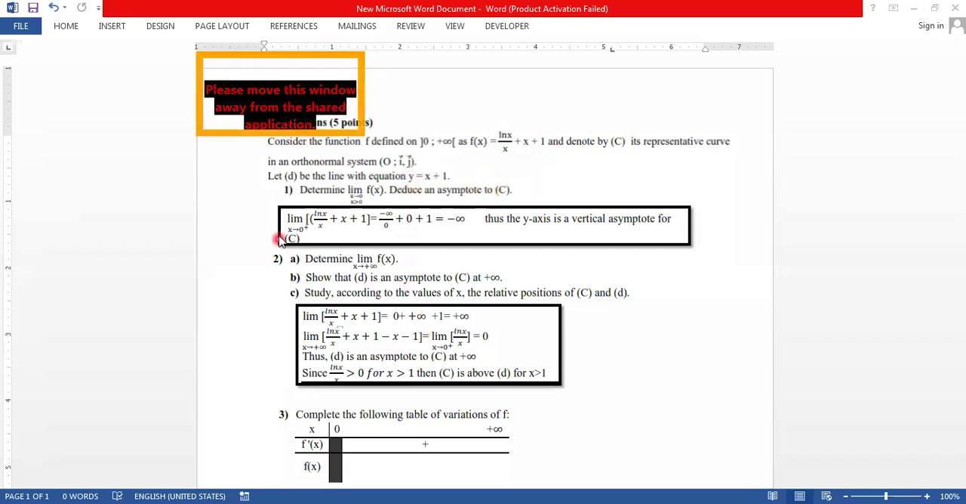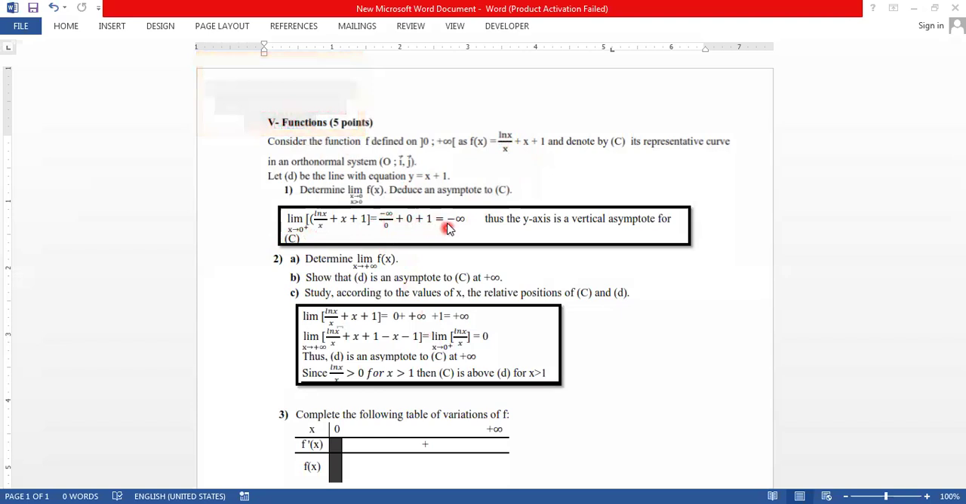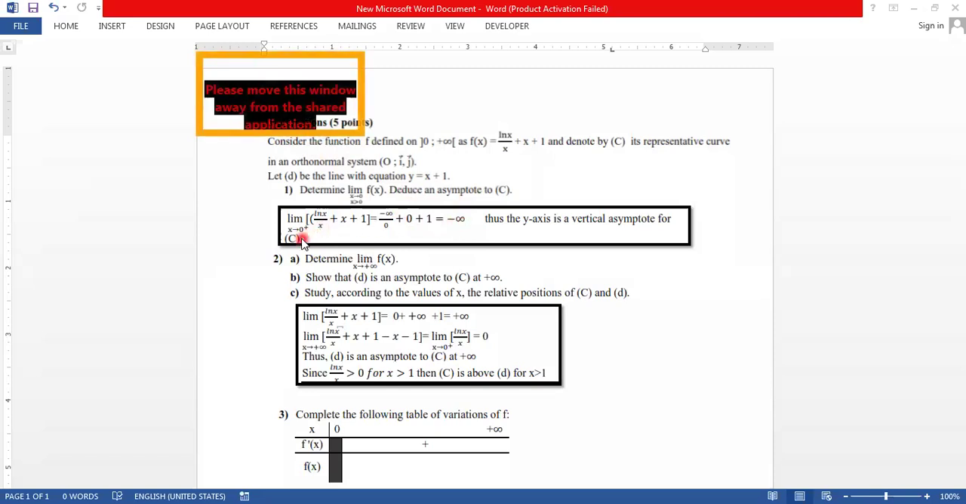Anyway, let us do the limit when x tends to 0. Ln 0 is minus infinity. Minus infinity over 0 plus, instead of x you replace 0 plus, then plus 1. Minus infinity over 0 plus is minus infinity, and minus infinity plus 1 is minus infinity. As I told you before, we know that our answer is either minus infinity or plus infinity, so we got the answer minus infinity. Then now we know that x equals 0, which is the y-axis, is a vertical asymptote for the curve C.